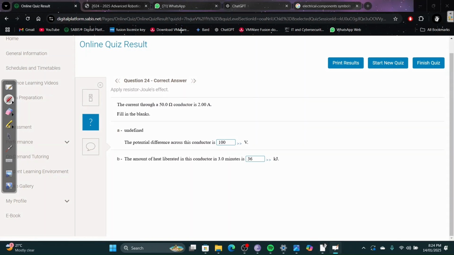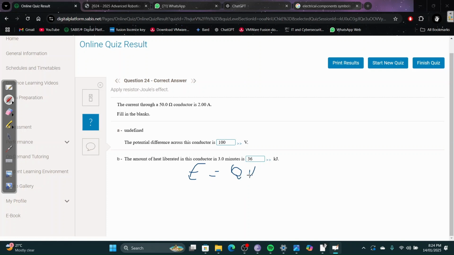Okay, potential difference. The current through the 50 ohm conductor is 2 amperes. V equals IR. If I see this one more time, 50 times 2, 100. That's part A.